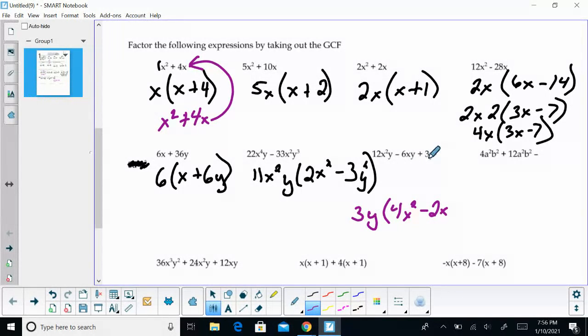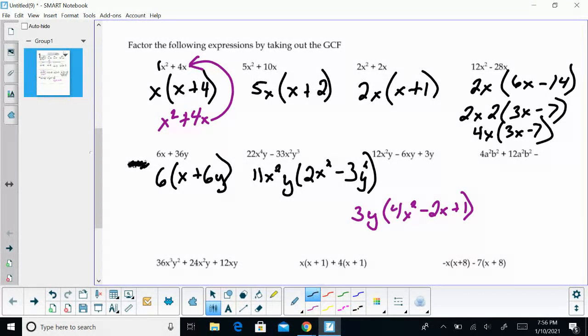Okay, 3y times what gets me 3y? 1. Here we have to write the 1 in because I don't have anything else that I'm multiplying by. So it needs to be there to signify that we have that 3y in our original problem.